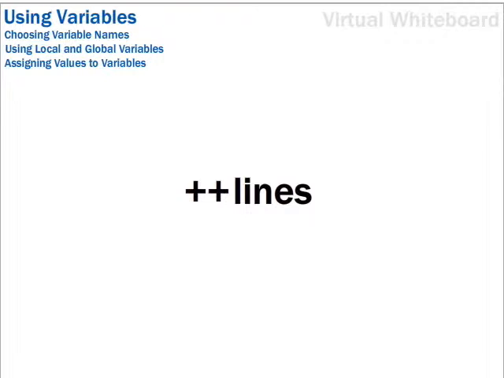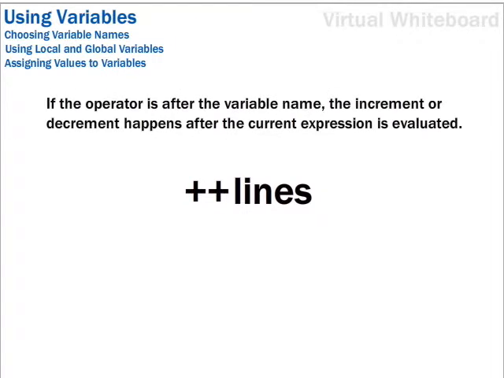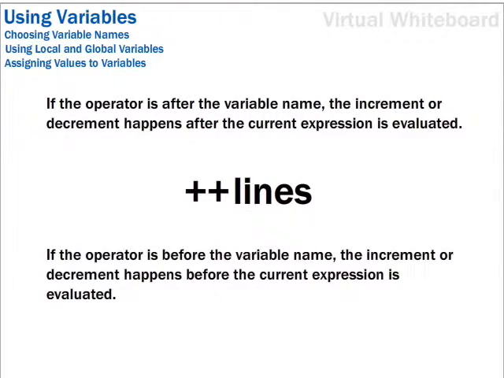However, these are not identical. The difference is when the increment or decrement happens. If the operator is after the variable name, the increment or decrement happens after the current expression is evaluated. If the operator is before the variable name, the increment or decrement happens before the current expression is evaluated.